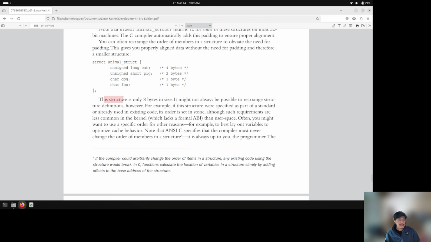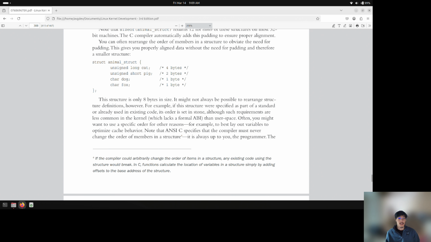This structure is only 8 bytes in size. It might not always be possible to rearrange structure definitions, however. For example, if this structure were specified as part of a standard or already used in existing code, its order is set in stone, although such requirements are less common in the kernel, which lacks a formal ABI, than user space.